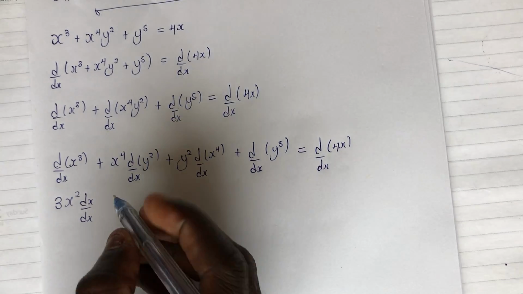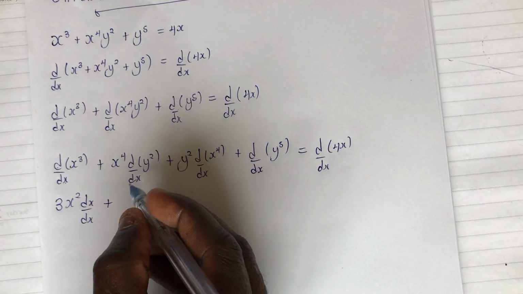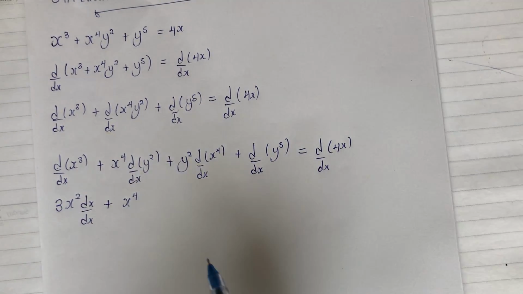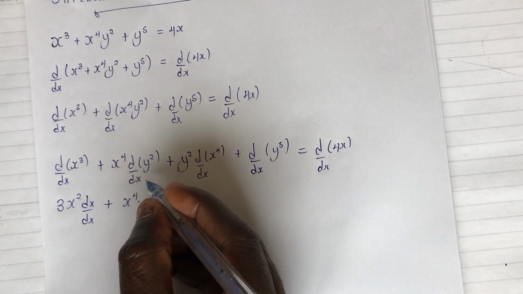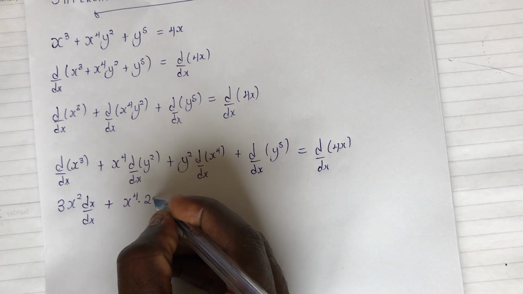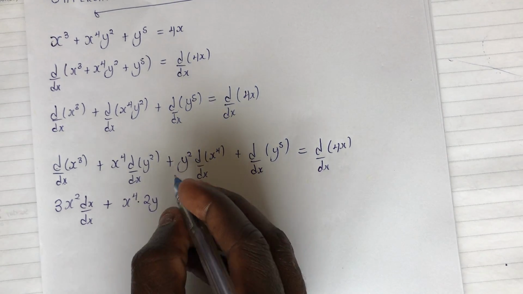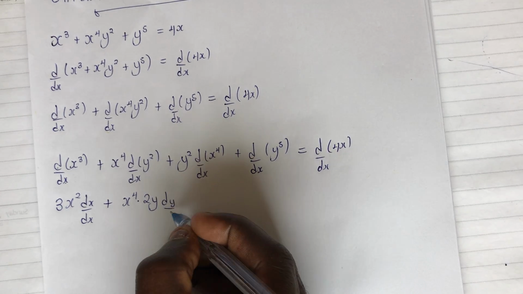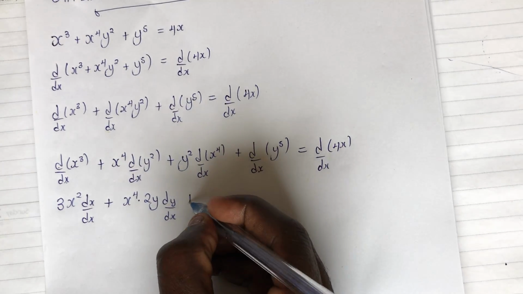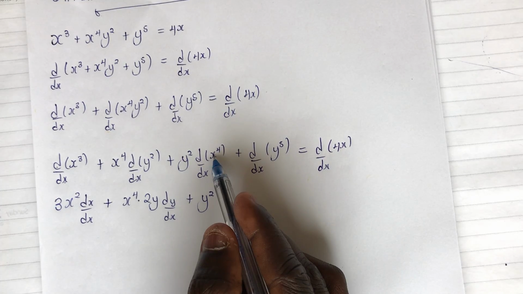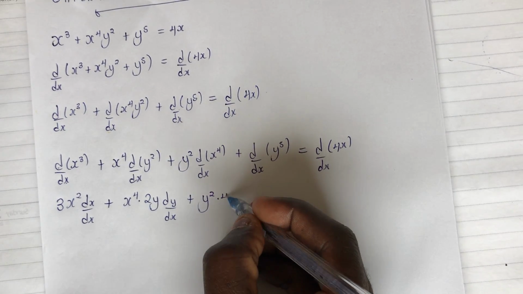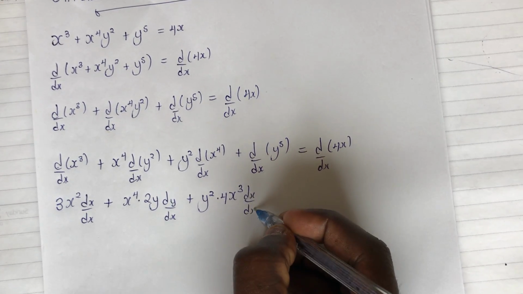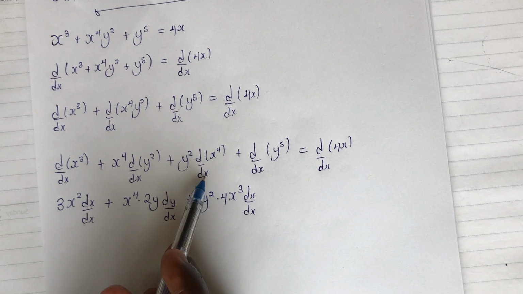So dx. Plus, now I have x raised to the power 4 times y squared. I am differentiating y squared. So when I differentiate that, this will multiply: I have 2y, since 2 minus 1 is 1. I differentiated y with respect to x, so I will indicate my dy dx. Plus y squared, and I'm about to differentiate x to the power 4, so times 4x cubed dx. I differentiated x with respect to x.